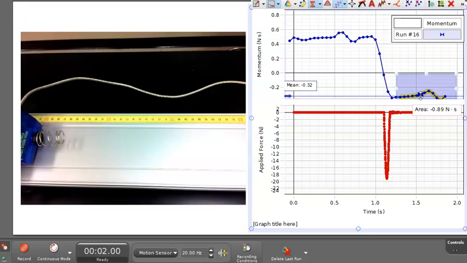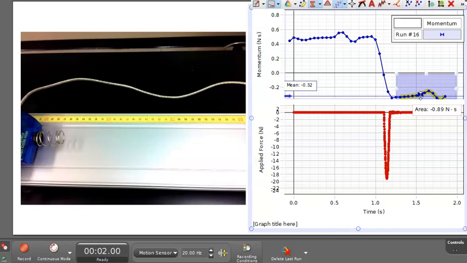So I can calculate the impulse two ways. I could try to use the area underneath the force versus time graph, or I can just calculate the change in momentum, the momentum before the collision and the momentum after the collision. Extension 2-4. Answer questions 2.6 and 2.7, okay?